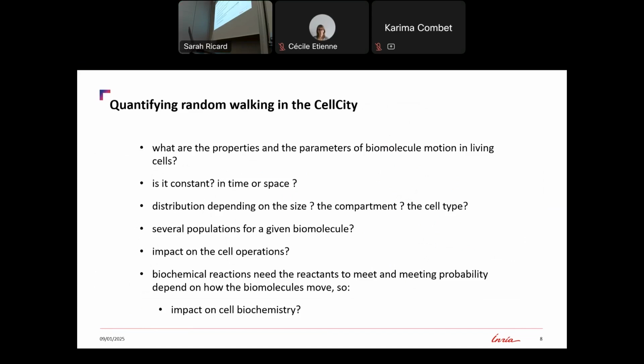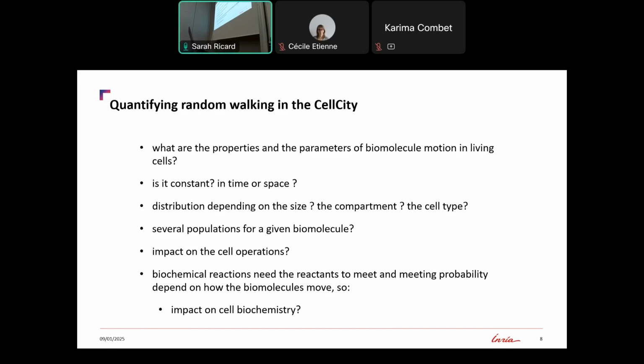Is it constant? I mean, the parameters and the properties of this random walk. Is it the same for a given cell? Is it the same for the same molecule and so on? The distribution, does it change depending on the size of the molecule? Does a large molecule move faster or slower than a small molecule? Does it depend on the compartments, and so on and so on? So many questions of this type.